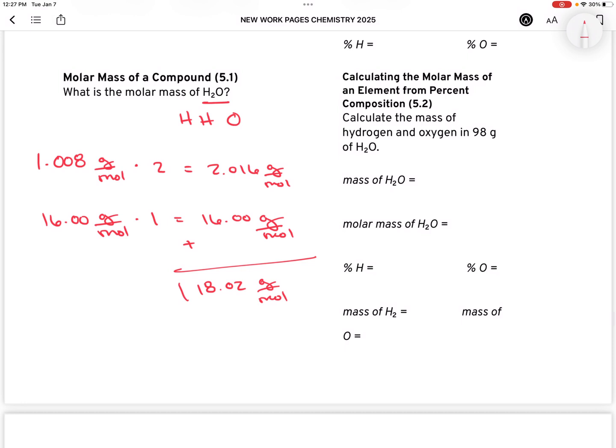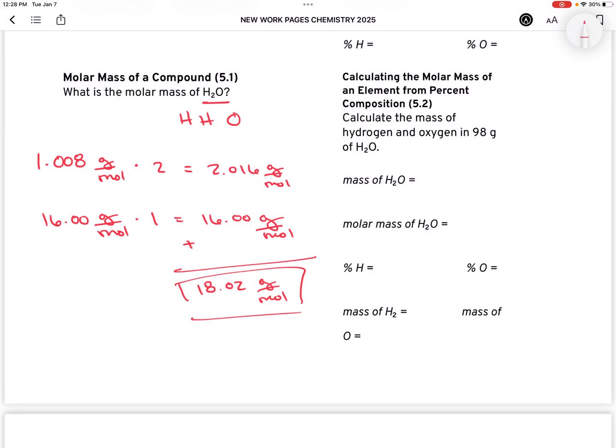Now, this is an important number. This is something that you're going to use to do conversions of another kind. Instead of doing atoms to moles or moles to atoms, you're now going to be doing grams to moles or moles to grams. When you're working with specific masses of different groups of atoms, we have to consider that, and that's what calculating molar mass is. We're taking the parts and adding it up.